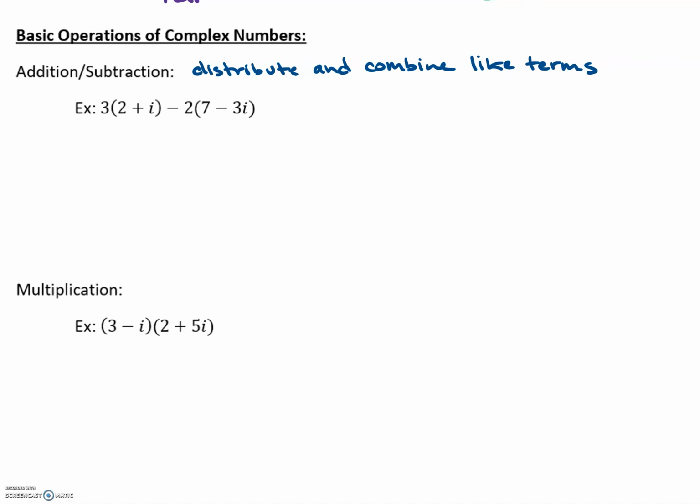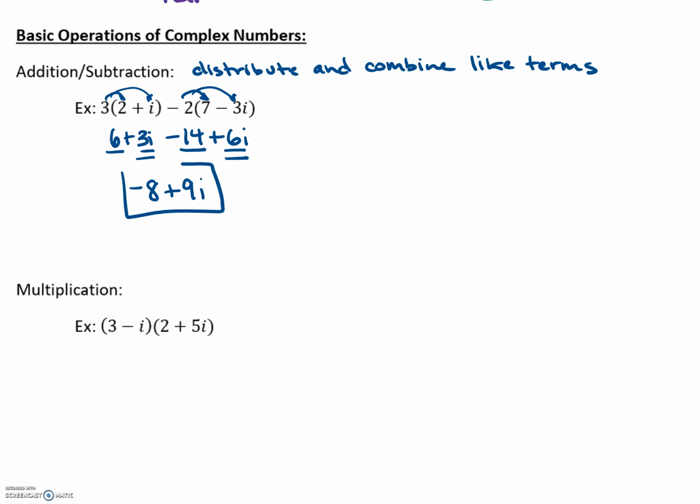So if I take this example right here, all I'm simply going to do is distribute that 3. So I'm going to get 6 plus 3i. Distribute the -2. I'm going to get -14 plus 6i. Now I'm just going to combine like terms. So I have a 6 and a -14. That's going to give me a -8. Then I have a 3i and a 6i. That's going to give me plus 9i. So my final answer will simply be -8 plus 9i.